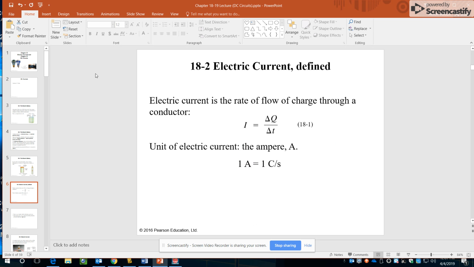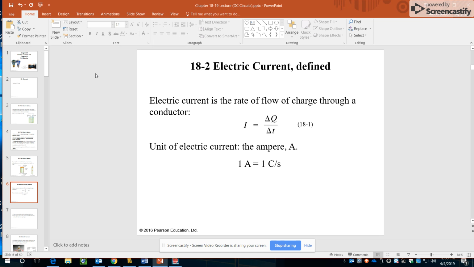So electric current is defined as the rate of flow of charge through a cross-section of conductor. Current is given the symbol capital I, and current is defined as delta Q divided by delta T: how much charge, delta Q, passes a cross-section of conductor in a particular delta T. The unit of current is the ampere. The symbol for ampere is capital A. So I is our symbol for current, A is our symbol for the unit of current, ampere. And 1 ampere is 1 coulomb per second.